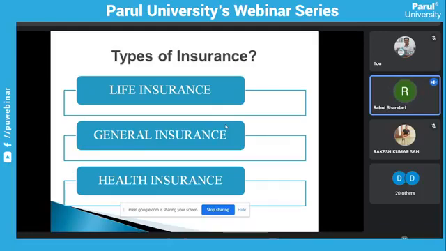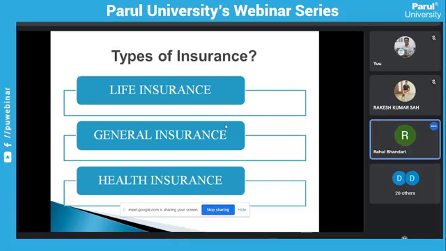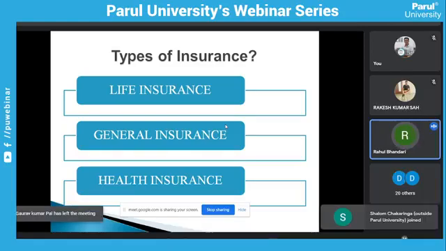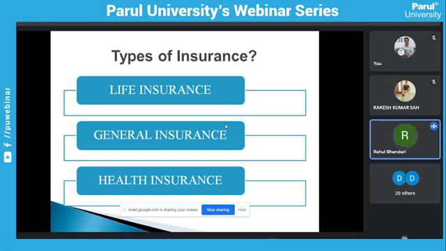Now, students, can you tell me which one is actually important to buy? Health insurance. Okay. Before answering this question, I will answer it at last. Not now. First I will explain what life insurance is, what general insurance is, and what health insurance is. After that, on the basis of that, let's see whether the scenario has stayed the same or changed.